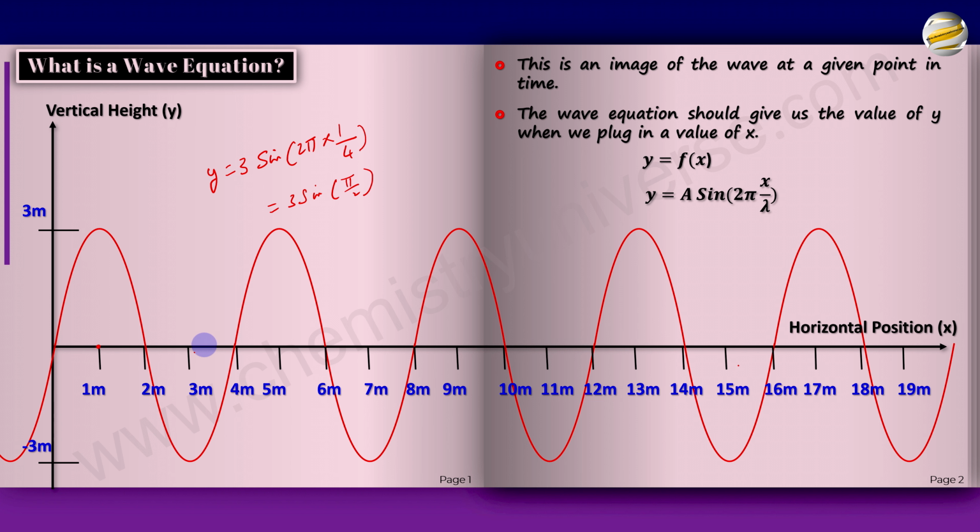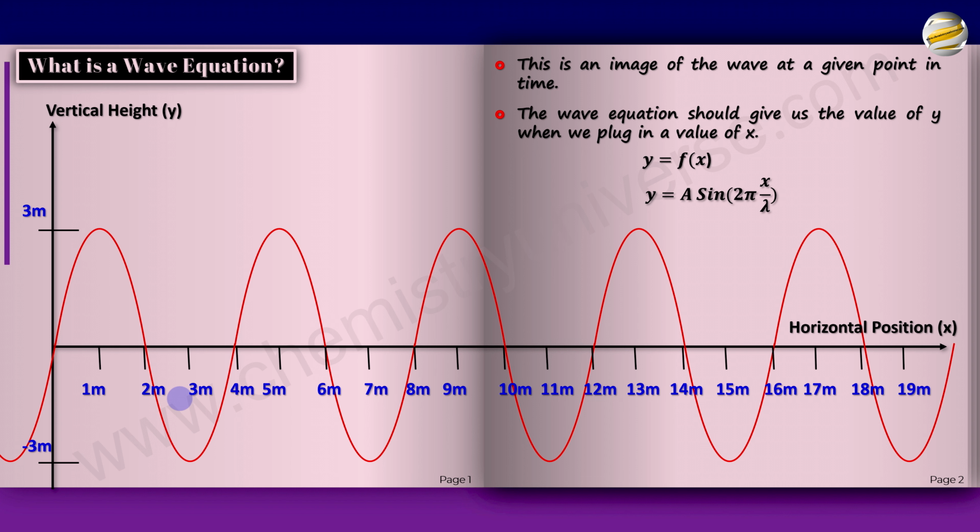You can check this for any other point. Let's say, for example, let's take 3. So y would be 3 sine 2 pi x over lambda. And as you can see, this is 3 pi by 2. So y is 3 sine 3 pi by 2, and sine 3 pi by 2, if you remember, is -1. So it is -3, and that's what we get. So we are okay with this, and we are able to get the equation for this particular graph.